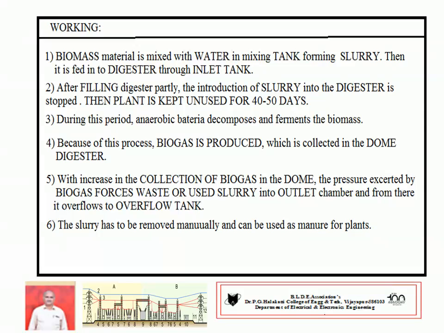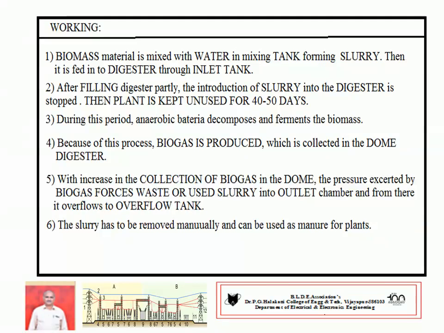Now a few points on how this biogas plant works. The biomass material is mixed with water in the mixing tank. So what is the product obtained? This is known as slurry. This slurry is fed to the digester through the inlet tank. After filling the digester as per the designed conditions and your requirement, the introduction of slurry into the digester is stopped.